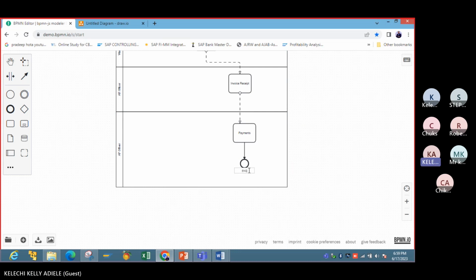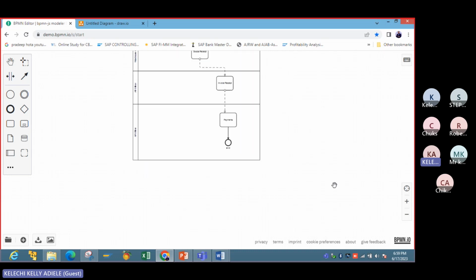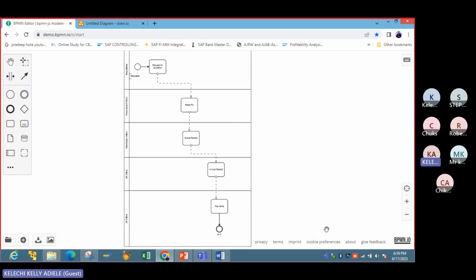Then end. So guys, this is a typical flow when you use the pool. You can see that with the pool, every single activity is tied to a responsible person. Right. So, any questions? Okay, so I think there are no questions.